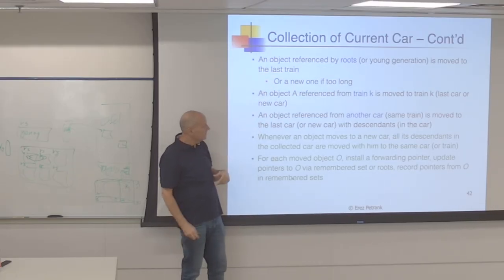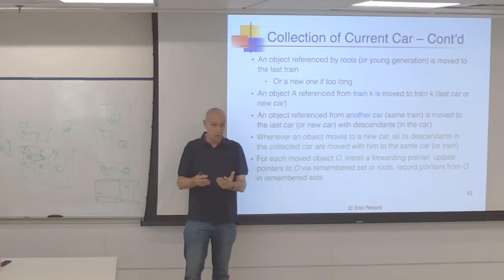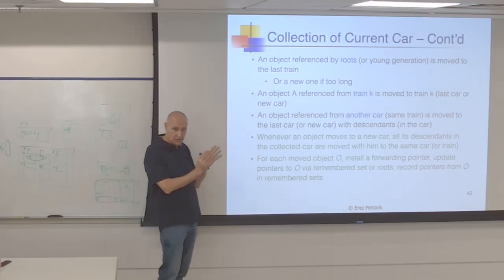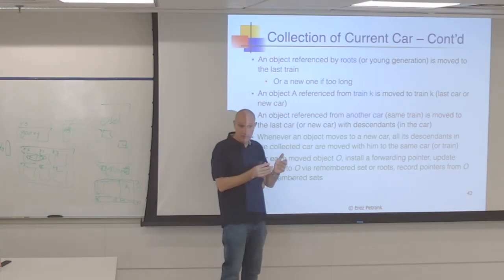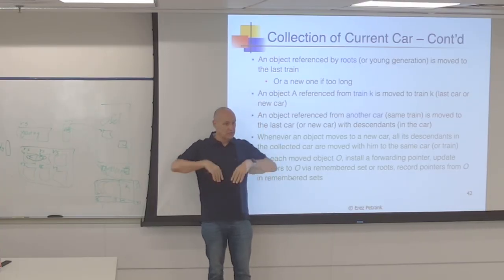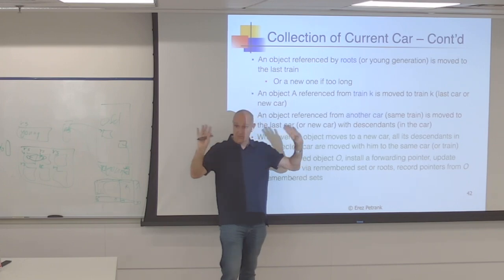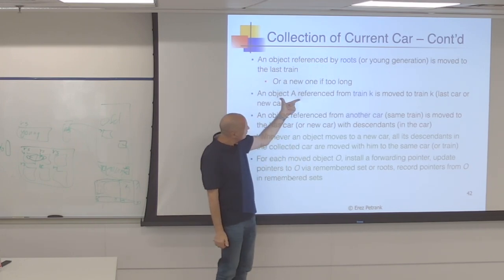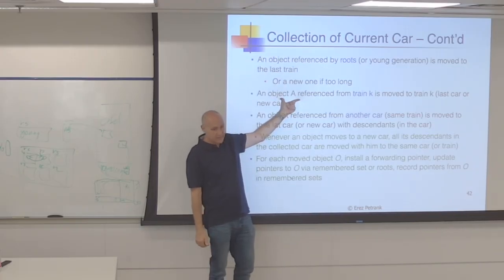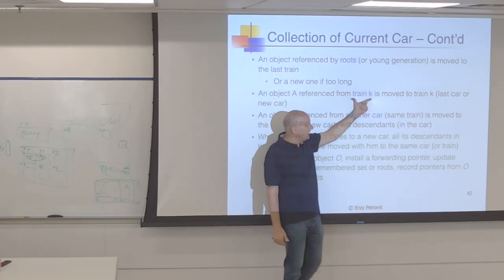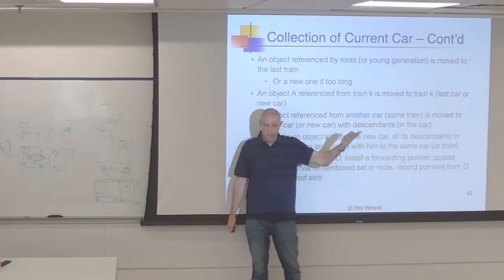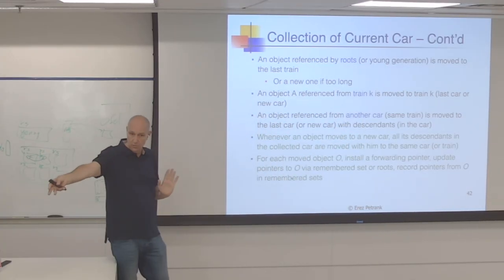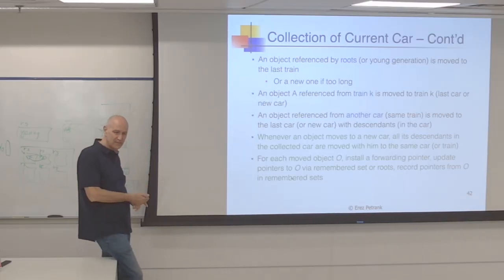Second thing I do: now no objects are reachable from the roots or from the young generation, only from other cars, because whatever is reachable from the roots or the young generation has moved to the last train. So now I look at an object and it's referenced from train K. Then I move it to train K, to the last car, or I open a new car. Why do I do that?